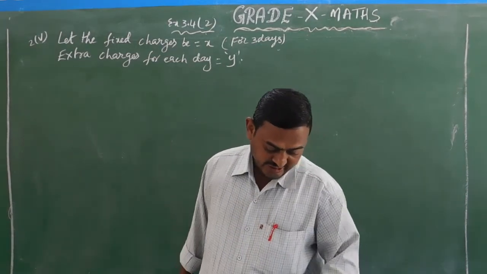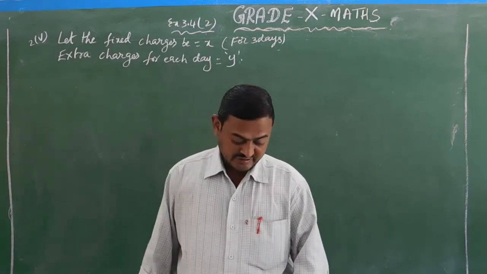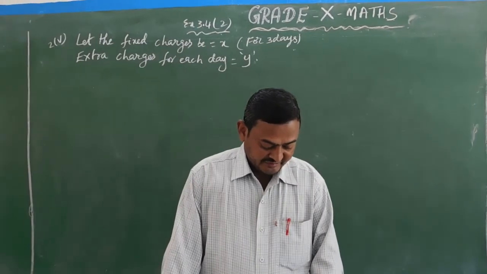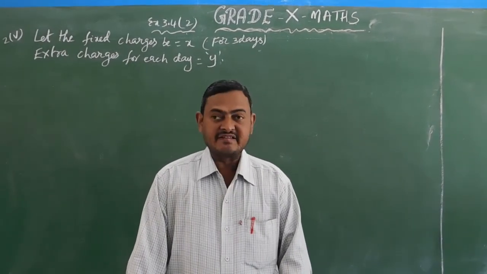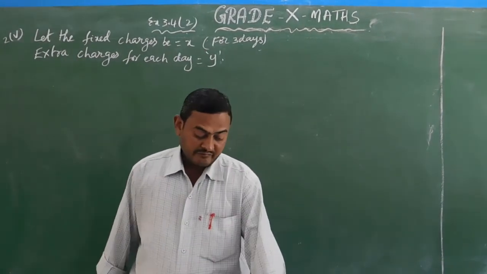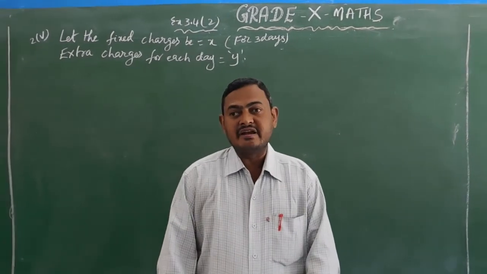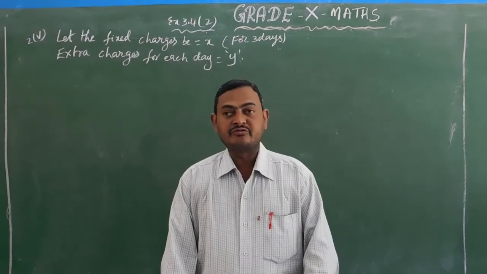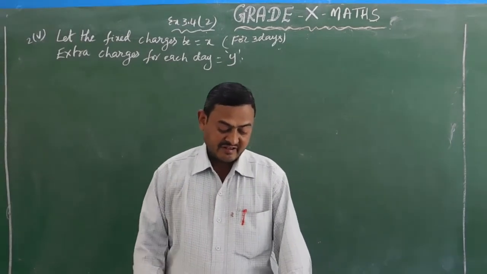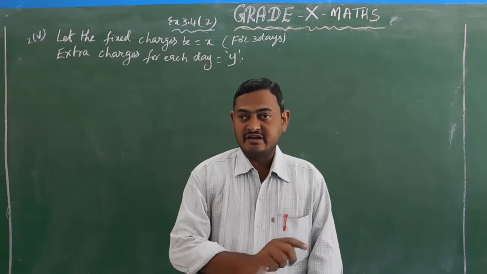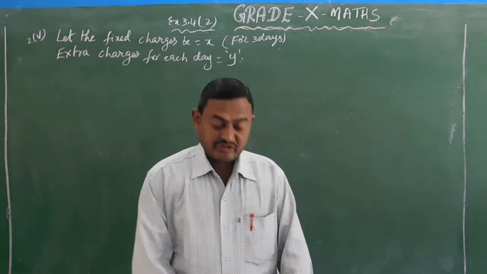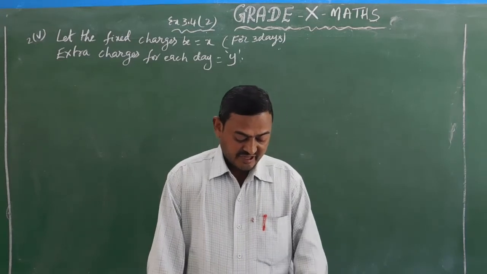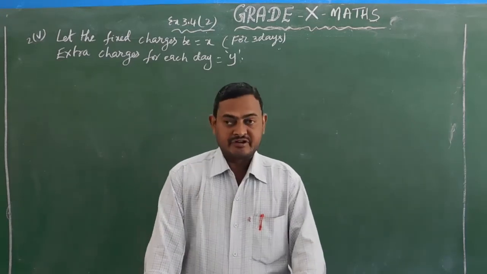Now, the second Roman fifth question. What is the question? A lending library has fixed charges for the first 3 days. So fixed charges for how many days? 3 days. A lending library has fixed charges for the first 3 days, and additional charges for each day thereafter.